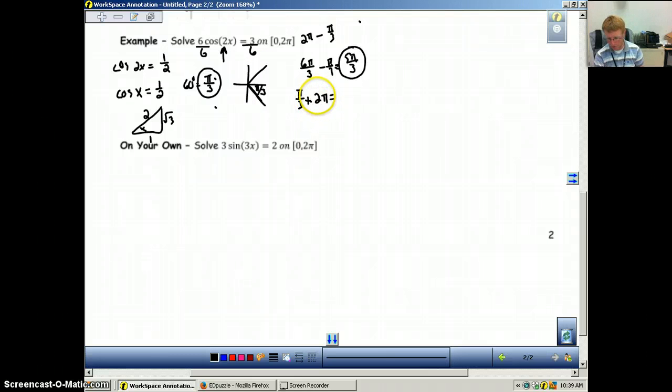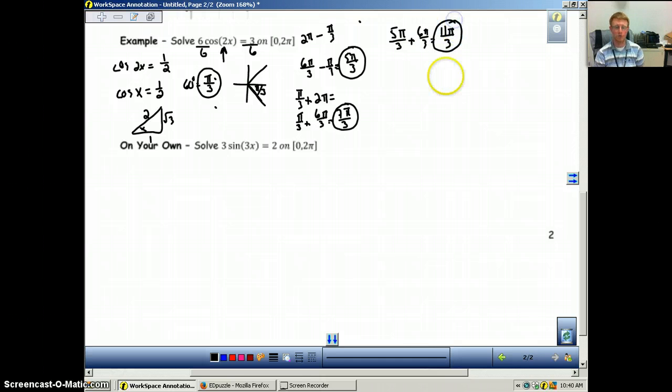Okay, and pi thirds plus 2 pi, again, let's just rewrite this, pi thirds plus 6 pi over 3. That's going to be 7 pi over 3. So there's our third one. And then we also have to do our 5 pi thirds plus 6 pi over 3. And that's going to give us 11 pi over 3. So that does give us 4 angles.